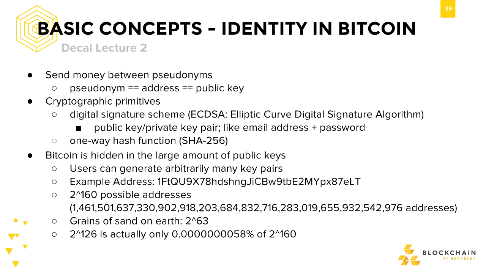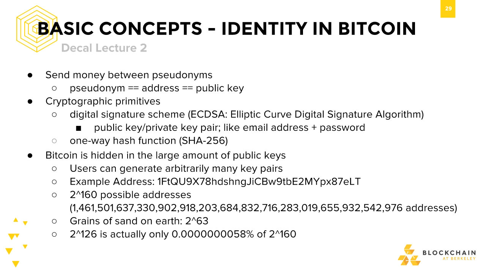Whenever you own Bitcoin, you're basically hiding it among a very large number of public keys. As a user, you can generate arbitrarily many key pairs. That's an example address. You can look at all the bits of entropy in there. That's also my address if you want to send me some money. And there are 2 to the 160th possible addresses.